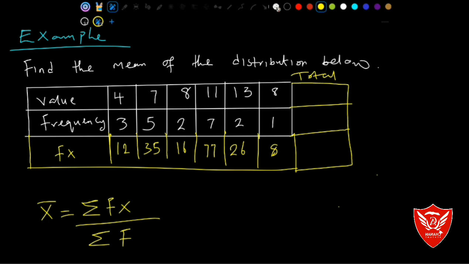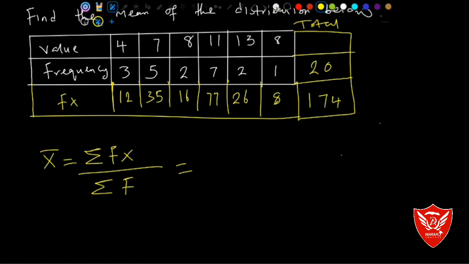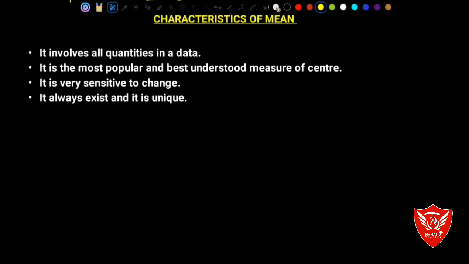Because we are interested in only the frequency and the product of the frequency and the value, we are just going to sum only those two and ignore the summation of the value. Okay, so the summation of the frequency is going to be 20. So we have 20 as a summation, and when you sum the product of the frequency and the value, we are going to have 174. So therefore, we are now going to have the summation of the fx is 174 all over the summation of the frequency is 20, and when we simplify this by dividing, we are going to have 8.7, and this is our mean.